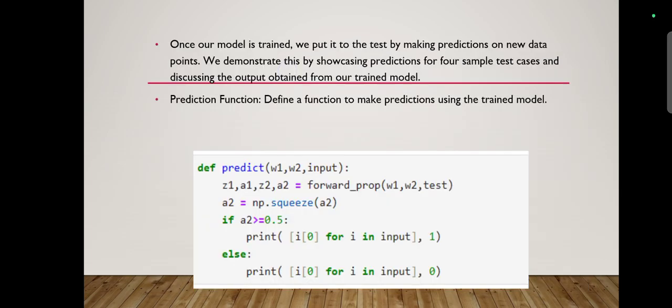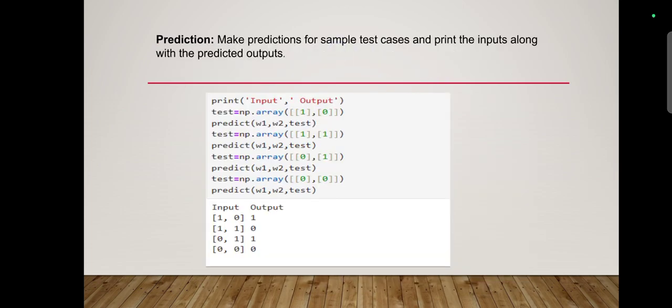We have to predict using the trained model, so we define predict. Our model is trained, so we test it by making predictions on new data points, showcasing predictions for our 4 sample test cases in the prediction definition. We make predictions for the sample test cases and print the inputs along with the predicted outputs. We test the array using the inputs 1 0, 1 1, with weights w1 and w2. We have the outputs.